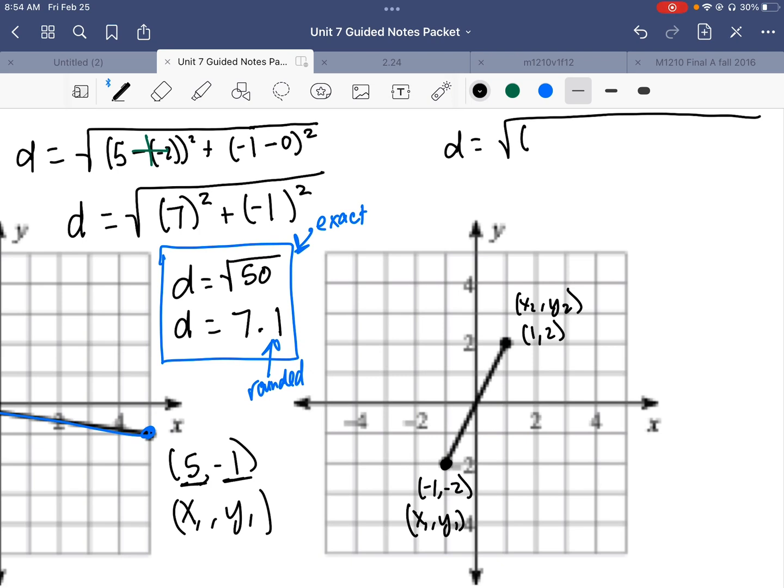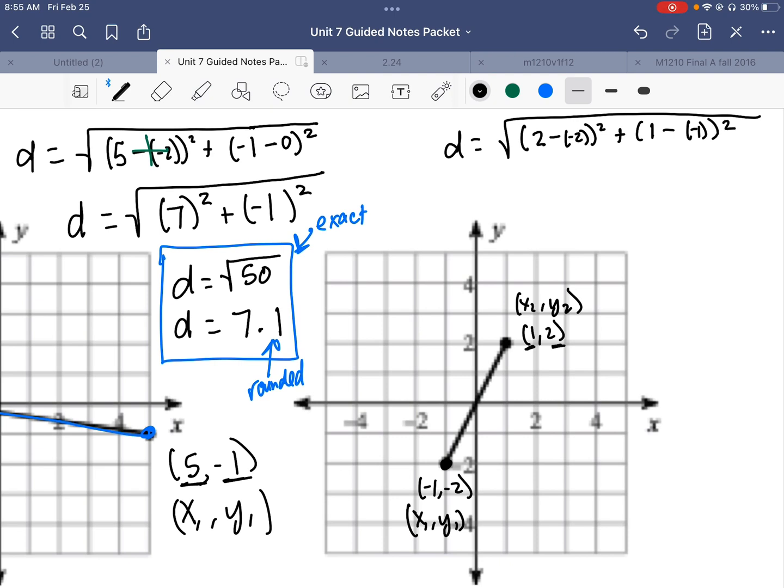Let's do our y's first this time, just to show you that it really doesn't matter. So with our y's, I'm going to start with y2. So I'm going to do 2 minus a -2 squared, plus, again, we started with this 2, so we have to start with this 1. 1 minus a -1 squared.